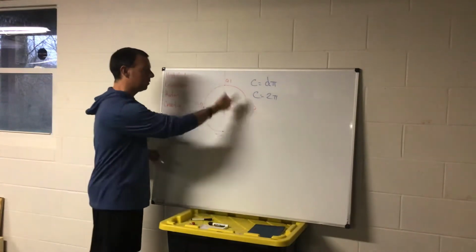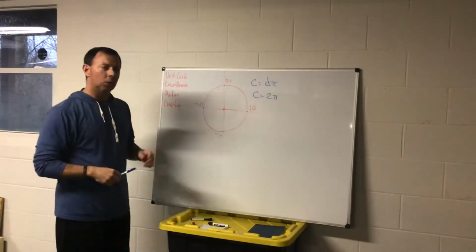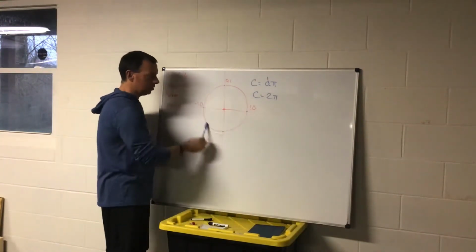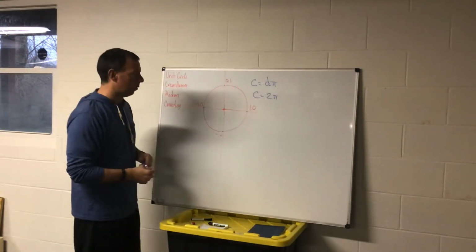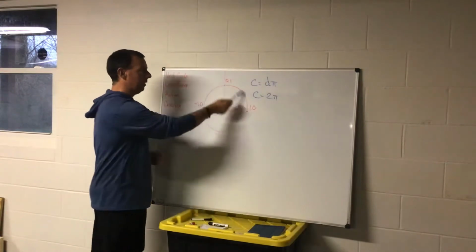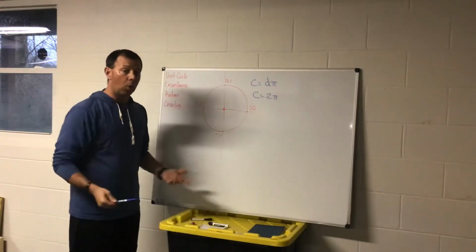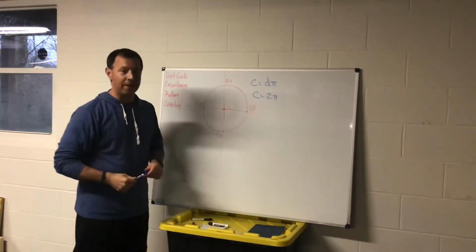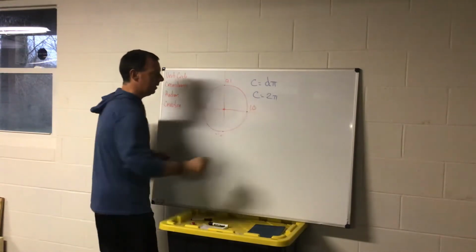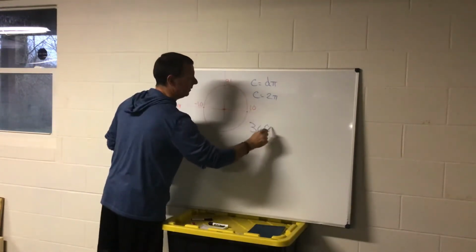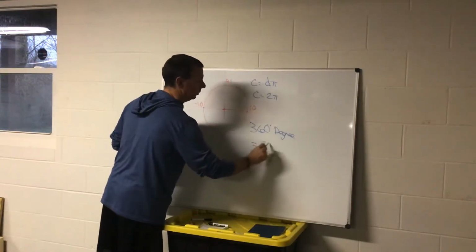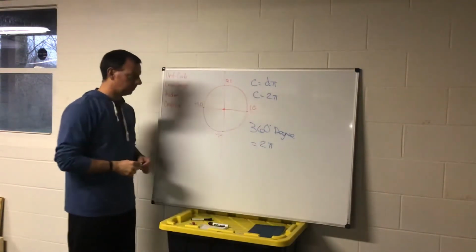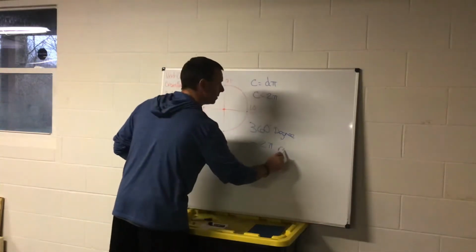Well, on the unit circle, we know that a full circle is 360 degrees. Those locations on the unit circle are how we determine what radians are. So a unit circle would be 360 degrees or 2 pi radians. So we could say that 360 degrees is equal to 2 pi radians.